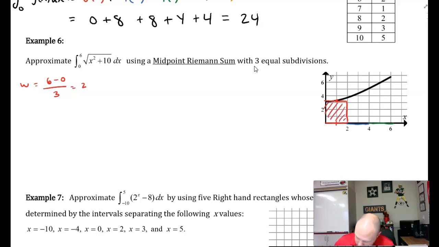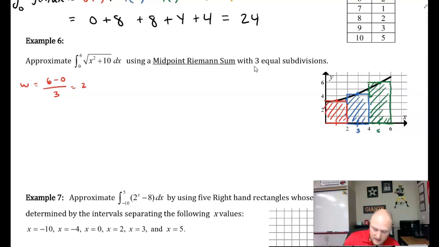The height of my second rectangle comes from the middle point, which is at 3. So the height of the function at 3, plus the height of the function from the middle point, which is at 5, and there you have it.